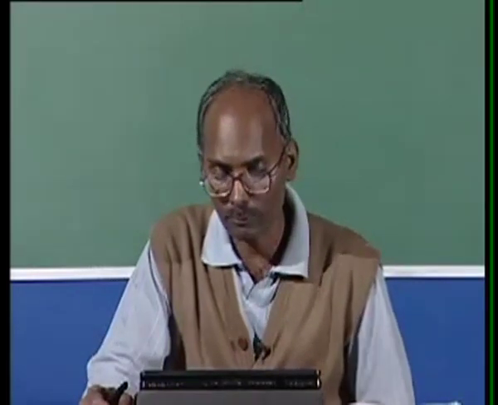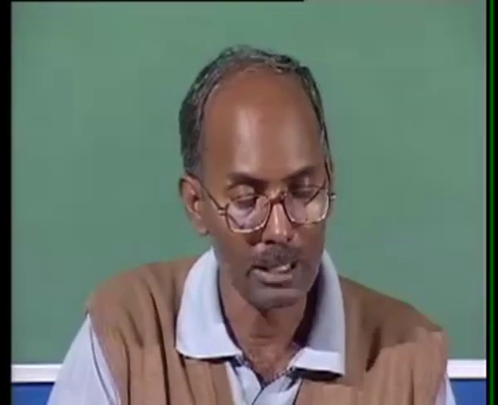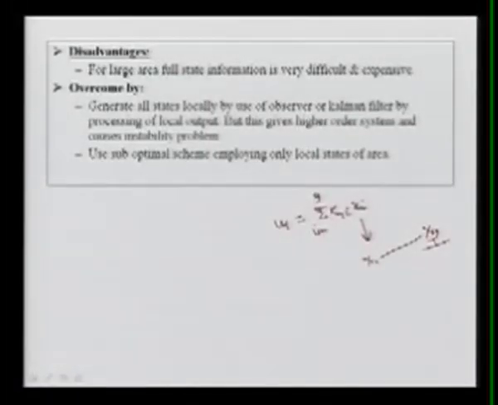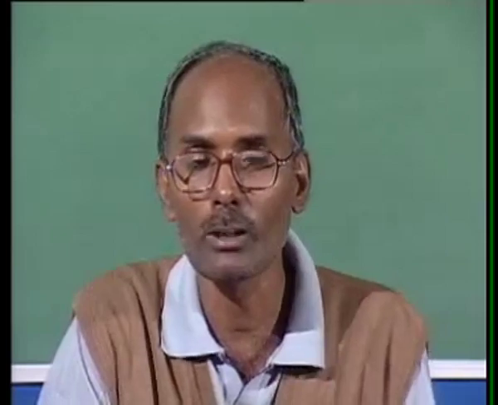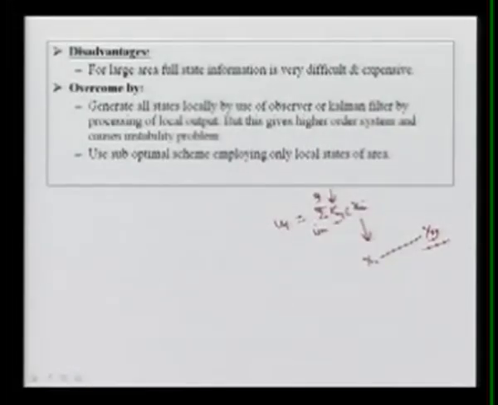To overcome this disadvantage, normally we generate all the states locally by use of an observer or Kalman filter, by processing the local output. So if we cannot measure the states, then we have to generate them, because we have decided the optimal gains and have to use them. We can generate these using the Kalman filter or a local observer. But this gives a higher order system and causes instability problems.